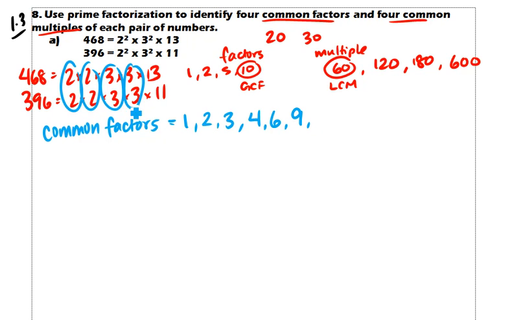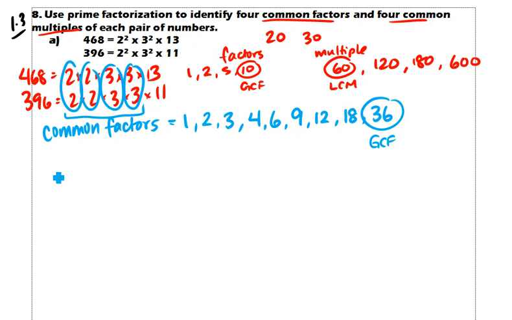I can also look at different combinations. 2 times 3 times 3 is 18. And then 2 times 2 times 3 is 12. And then the last combination is all of the prime factors together, which is 2 times 2 times 3 times 3, which is 36. So the product of all of the prime factors ends up being the GCF, the greatest common factor. The other common factors would have been 1, 2, 3, 4, 6, 9, 12, and 18.